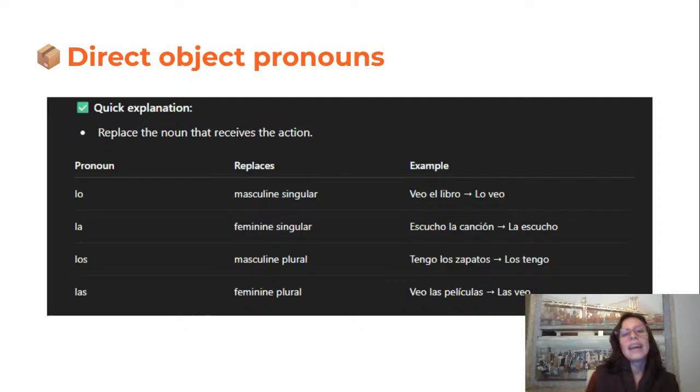So let's see. We started with direct object pronouns, and among direct object pronouns we have lo, la, los, las. The first two, lo and la, are translated as "it", both. Los and las, the translation is "them", both. Okay, let's see. Lo stands for masculine singular. Veo el libro. El libro is a masculine word.